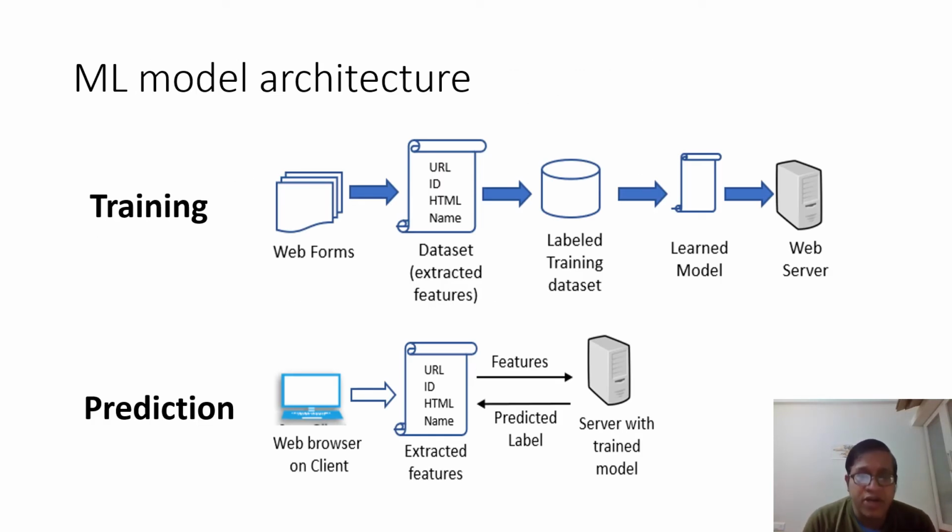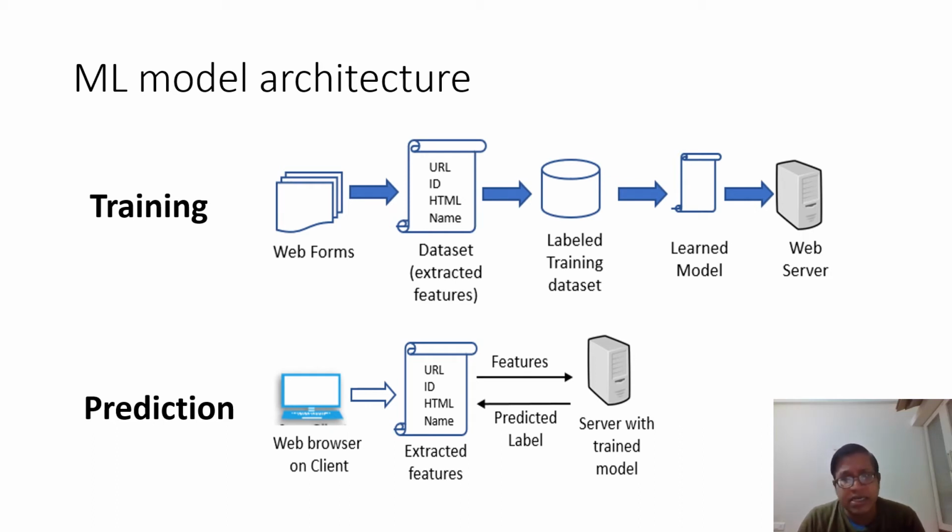So in the ML model, what we do is we take a number of web forms. We took the Alexa top 100 web forms in different categories and we extracted some features from them, like URL, ID, and HTML name from the forms. You look at the HTML of the form and extract these features. Then you make a labeled training dataset. You do some basic preprocessing to make the features, and that's how you make the training dataset. And then you train a model based on some simple ML algorithm. It can be deep learning, it can be anything.